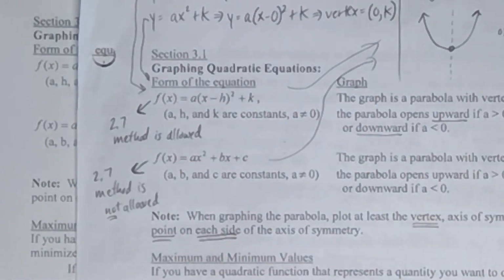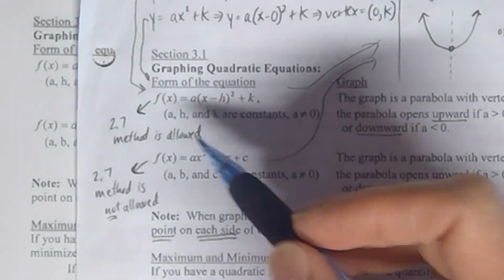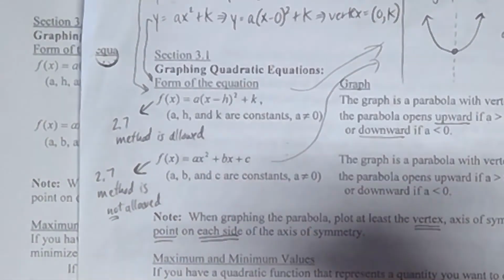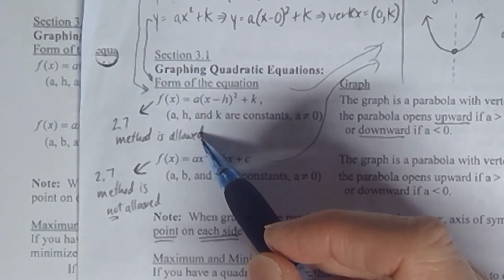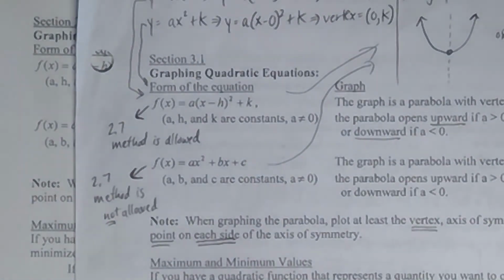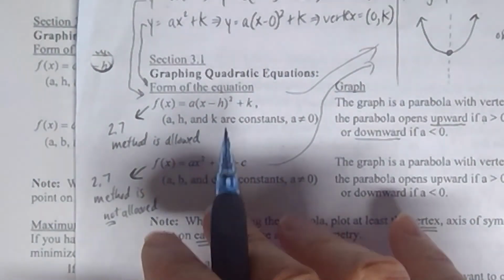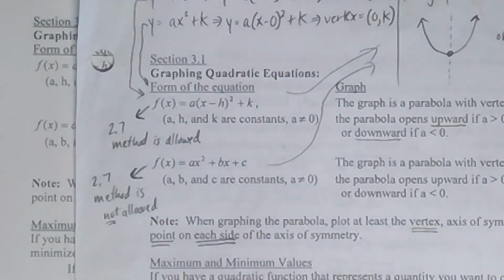So let's talk about that, just in case you're interested in doing the 2.7 method, but you don't have to in either case. You could in the first one if you really wanted to. So let's talk about that for just a moment here, and then we'll get into graphing these things here in section 3.1.